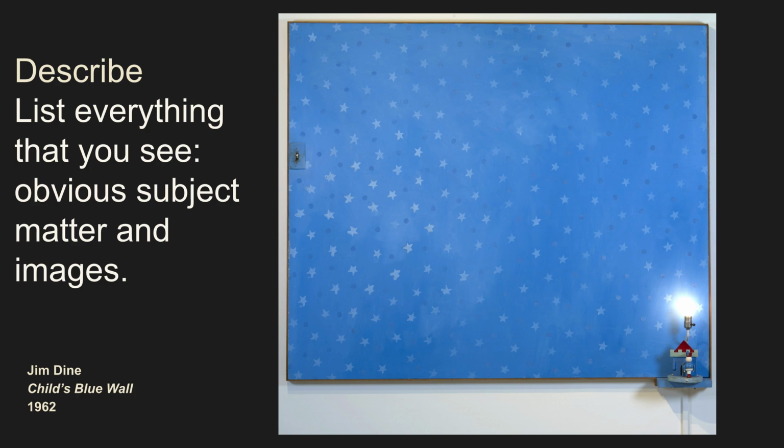So, here I see a very, very large square canvas, and it is painted blue with white stars and kind of darker blue circles. And over on the left-hand side, I see what looks like an old light switch. And then down in the right-hand corner, I see a lamp with no shade on it. And it kind of looks like a little castle with a figurine on it. So that's the describe step. That's usually the easiest one because you're just talking about what you see.